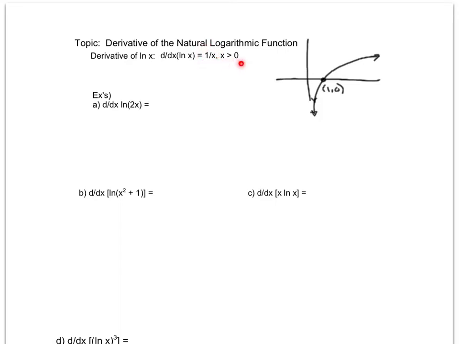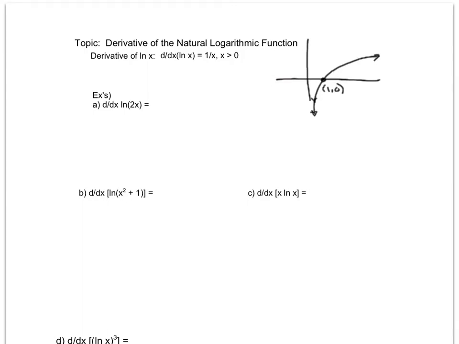I have to make sure that whenever I use logarithms, I'm always going to be greater than 0, because if you remember, this is what the graph of the natural logarithmic function looks like. So notice this domain restriction here comes from the fact that the logarithmic function does have this vertical asymptote and does not ever use any of our negative x values.